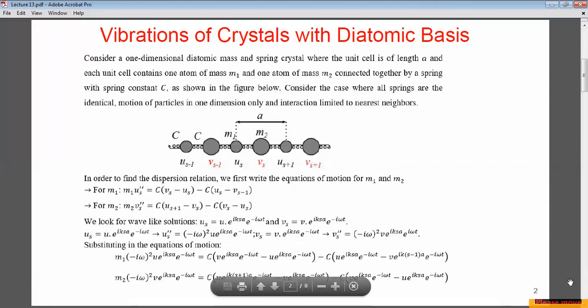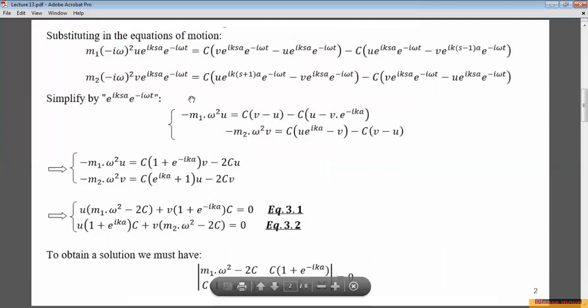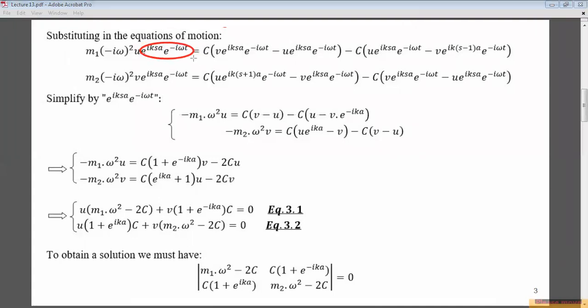And now what we're going to do, after we substitute, is simplify by e^{i(ksa - ωt)}. So I'm going to take these as common. Notice I have it here, so it will go out. I have it here, it will disappear. I have it here also. And I have it here. Here I have it, but there will remain one thing, which is e^{-ika}.